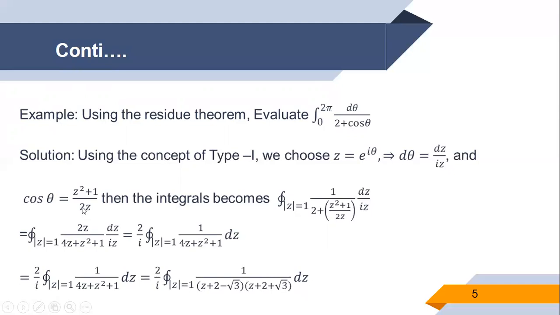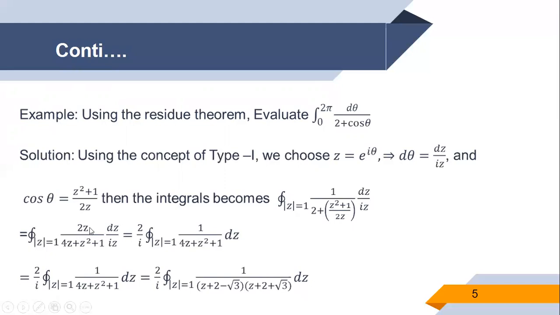And the curve is a unit circle, mod of z is equal to 1, because the integration limit is 0 to 2 pi. So using all these concepts, this integration becomes an integration over the curve mod of z is equal to 1. D theta is dz upon iz, and 2 plus cos theta is 2 plus z square plus 1 upon 2z. Take the LCM. So 4z plus z square plus 1 upon 2z, dz upon iz, so z cancels.